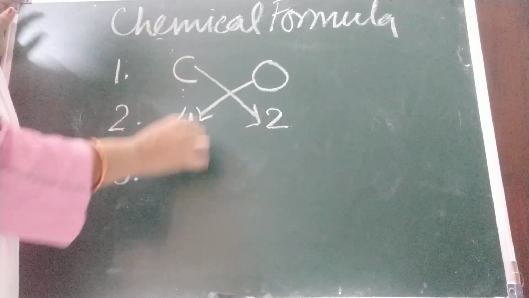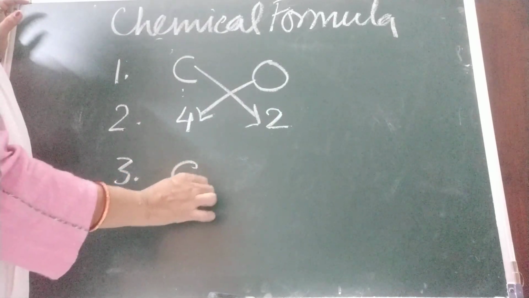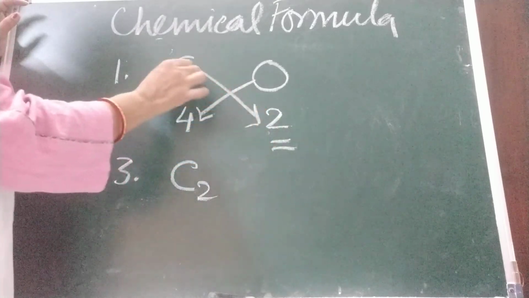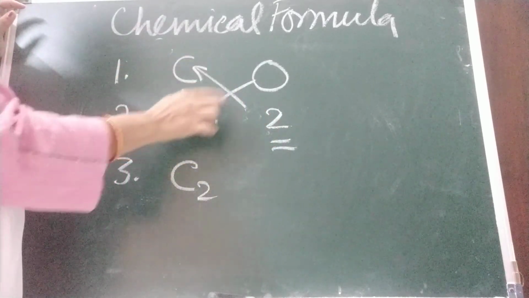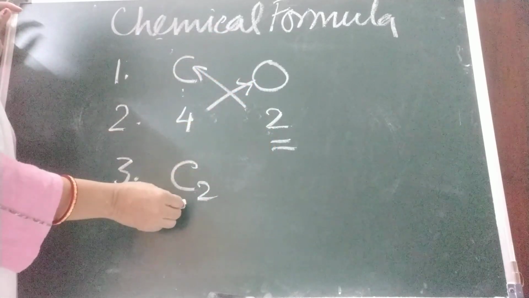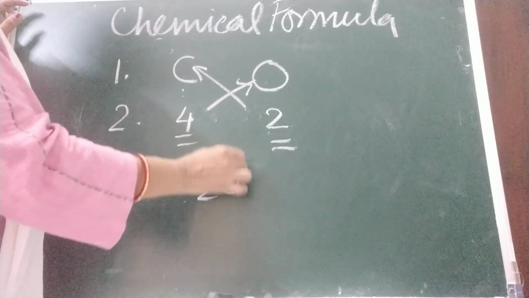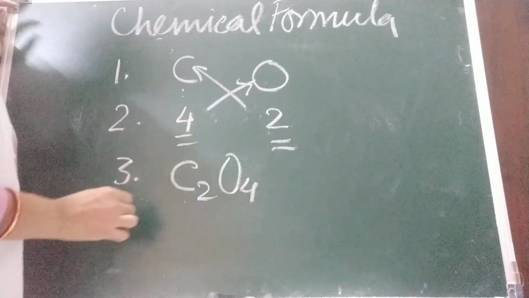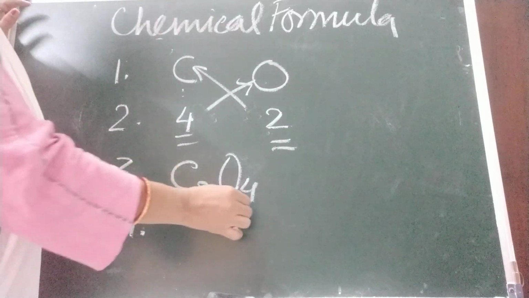We are going to write this C at the base of this C. This 2 we are going to write down at the base of C. And this 4 we are going to write down at the base of O. Fourth step is you see that 2 and 4 are written.